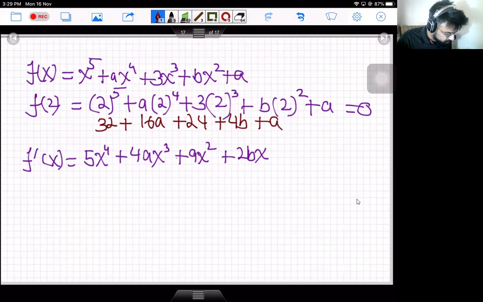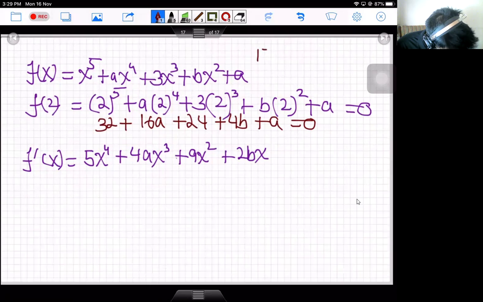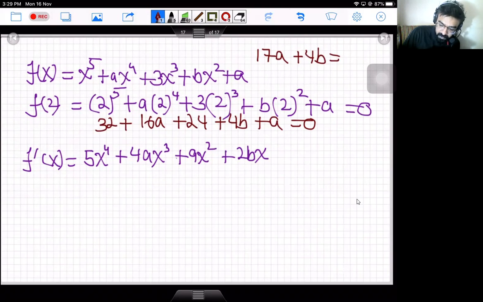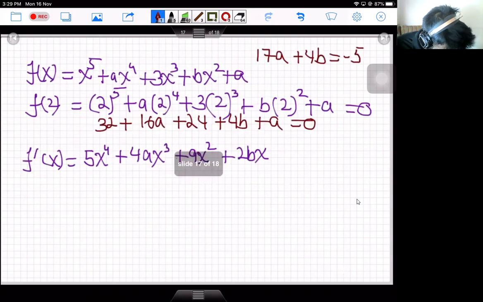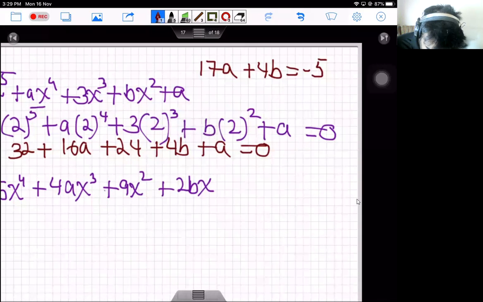All right. So 16a plus a gives you 17a. 17a plus 4b is definitely equal to 32 plus 24. How much is this? 56. So it goes on the right hand side of the equation. One connecting equation between a and b is this: 17a plus 4b is equal to minus 56.